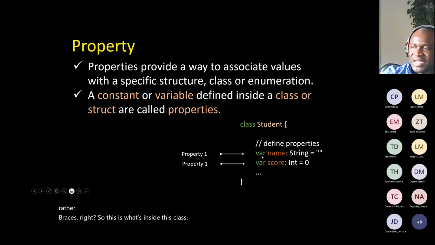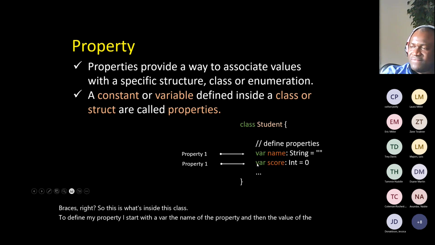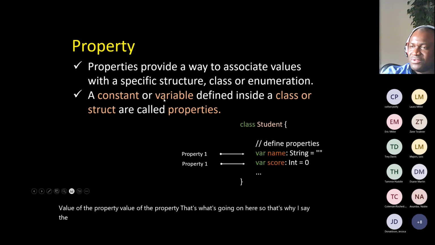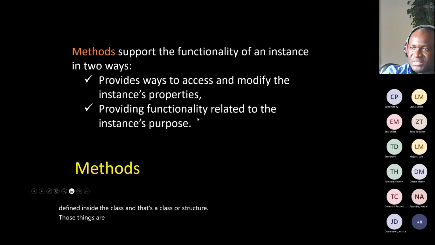To define my property, I start with var, the name of the property, and then the value of the property. That's what's going on here. That's why I say a constant or variable. That's what a property is: a constant or a variable that's defined inside a class or structure. Those things are called properties.